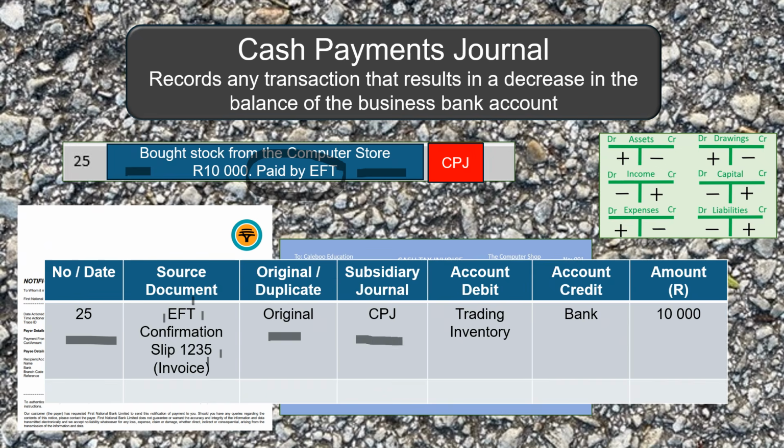Our bank balance went down, must go through the cash payments journal. What did we purchase? Trading inventory. Trading inventory is an asset. Increase in assets, the account must get debited. What happened to our bank balance? It decreased. Bank is an asset, decrease in asset, account credit, and the amount was 10,000.